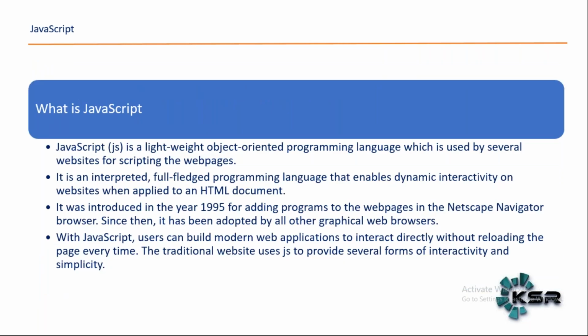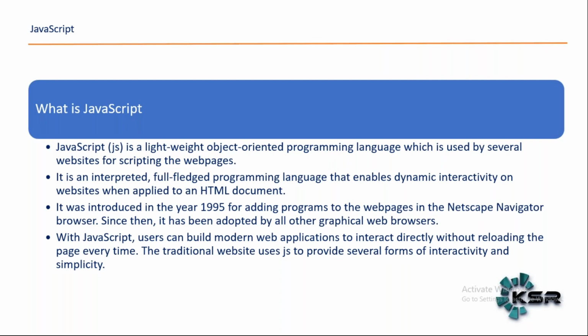We'll go a little deeper into JavaScript. As we said, it is an object-oriented programming language, it is lightweight, and we can use it for creating web pages. But when it is used along with JavaScript, what other technologies can we use? We'll see all those things one by one. As we said, it is an interpreted, full-fledged programming language that enables dynamic interactivity on websites.